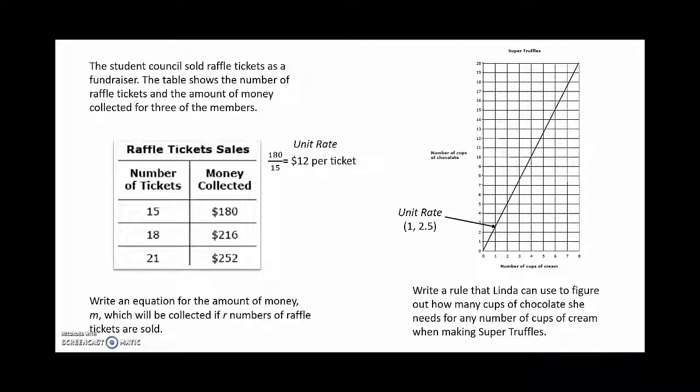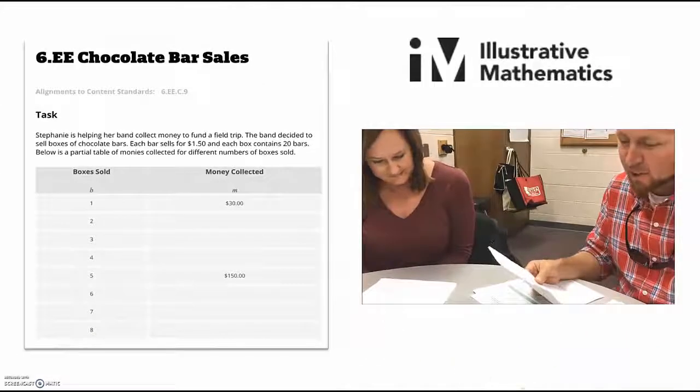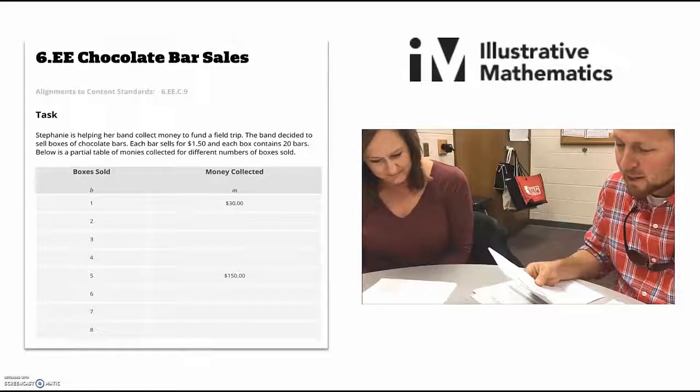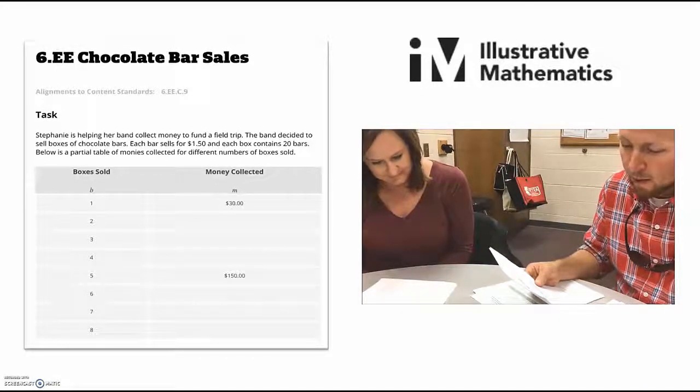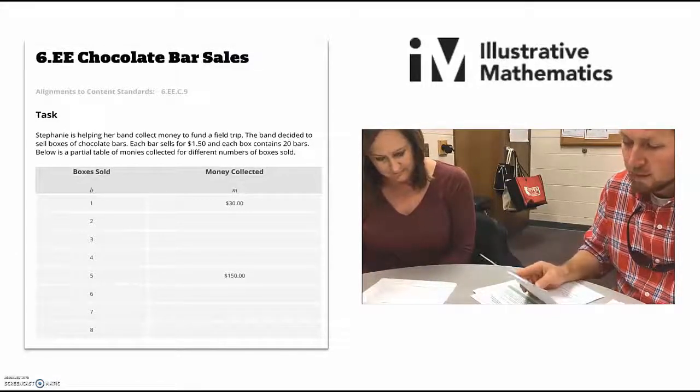The task Chocolate Bar Sales supports this learning. Stephanie is helping her band collect money to fund a field trip. The band decides to sell boxes of chocolate bars. Each bar sells for $1.50, and each box contains 20 bars. Below is a partial table of monies collected for different numbers of boxes sold.